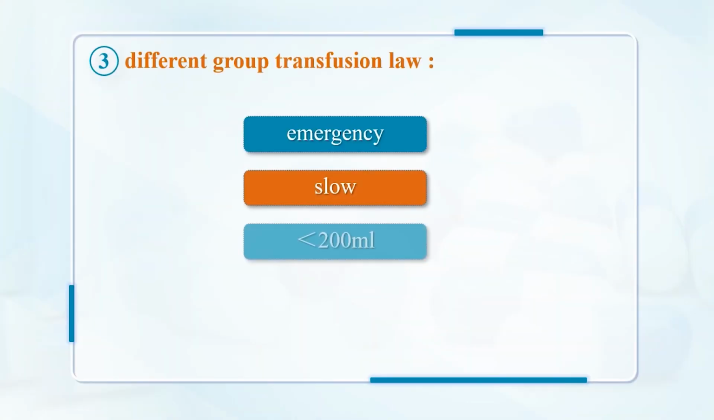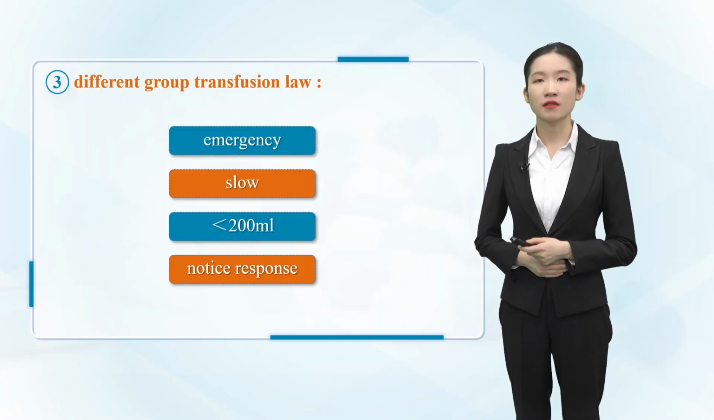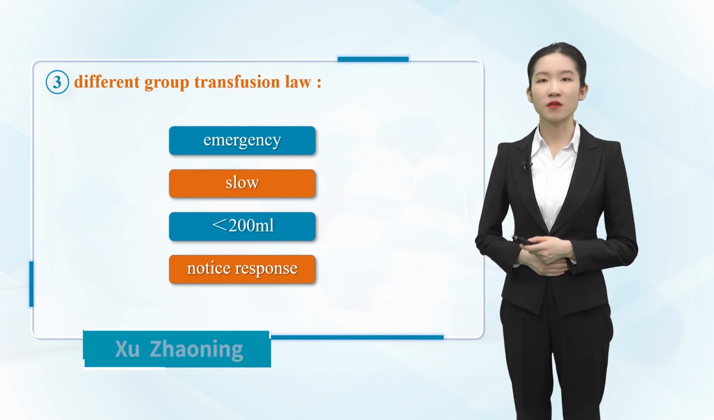Different group transfusion law. First of all, it can only be used in case of emergency. Secondly, the speed of blood transfusion should be slow. Then, each blood transfusion should not exceed 200 milliliters. Finally, the patient's reaction should be closely monitored.